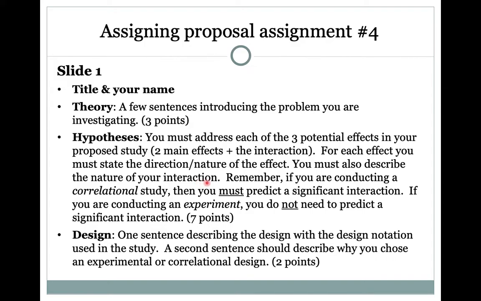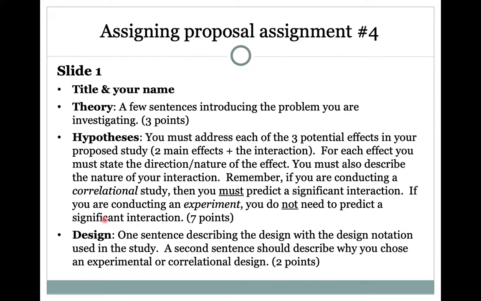So some points to remember here. If you're conducting a correlational study, you must predict a significant interaction. And if you're conducting an experiment, you do not need to predict a significant interaction. So keep that in mind. So that's hypotheses, and we will go over how to form your hypotheses at the end of this slide.